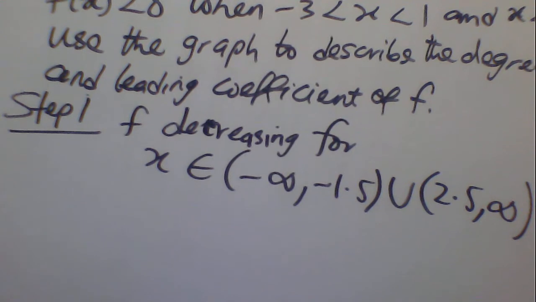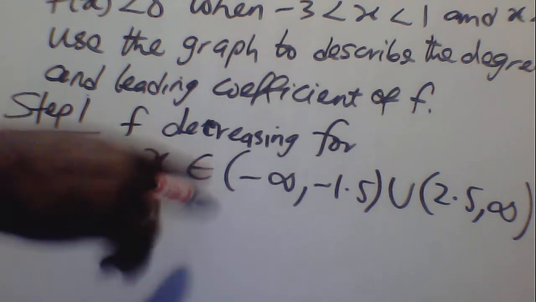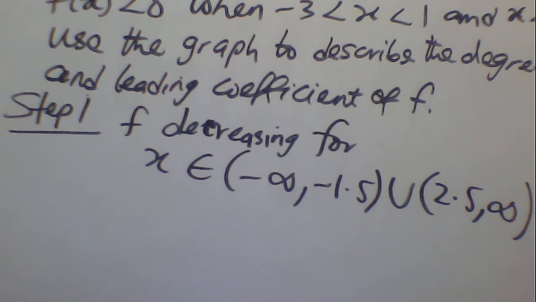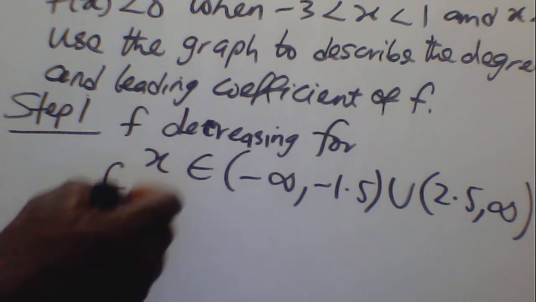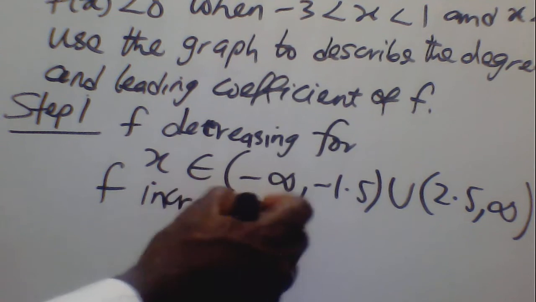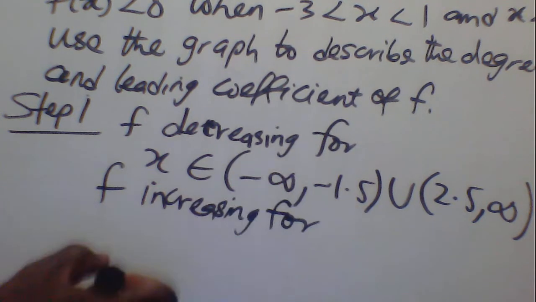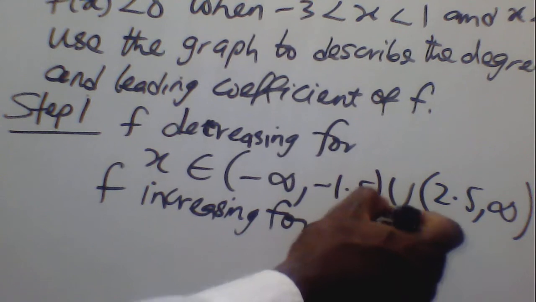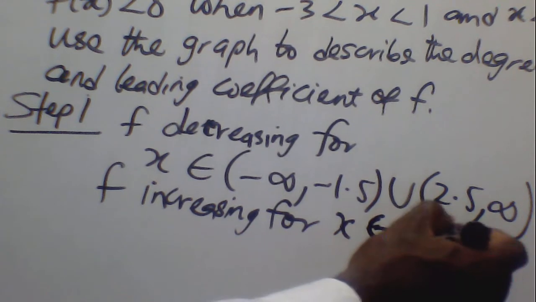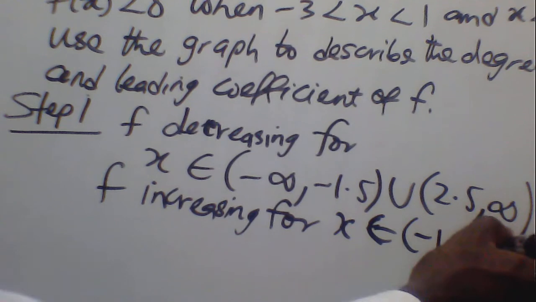So the first step is to analyze the word problems involving algebraic functions of a polynomial nature. So the first thing is a function: s is an element of negative infinity to -1.5, union with 2.5 to positive infinity. When f is increasing, the function is increasing for x an element of (-1.5, 2.5).